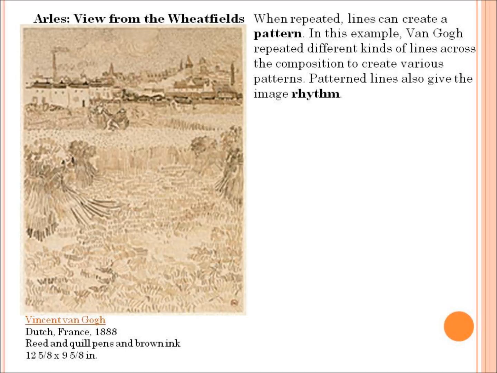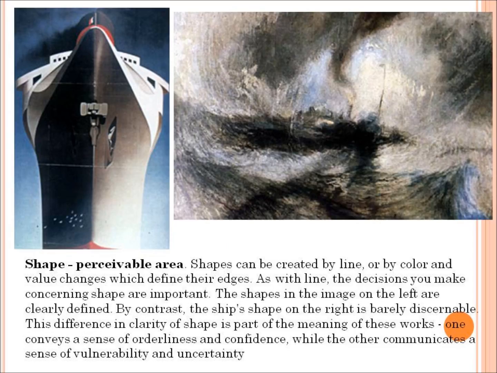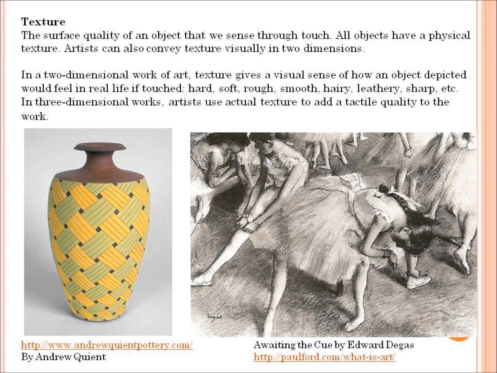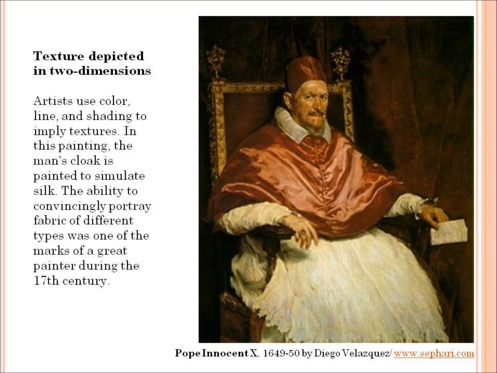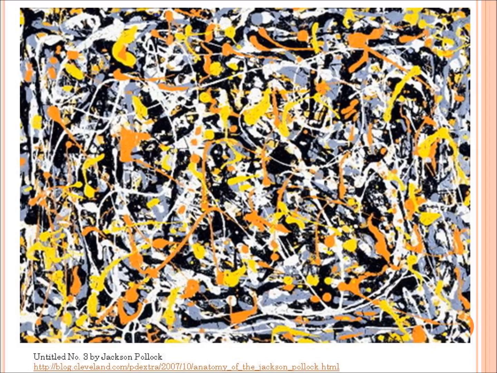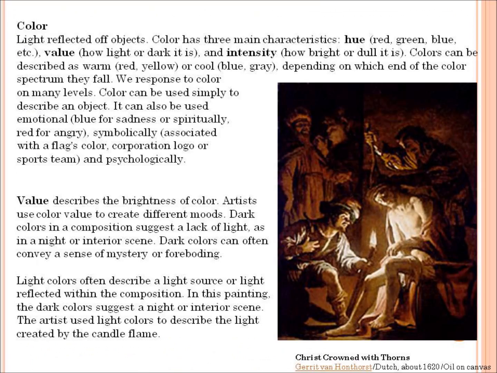Then the next slide, slide 16, talks about shape, and the different types of shapes that you can have in a piece of work. Slide 17 talks about texture in 3-dimensional and 2-dimensional. 18 talks about texture in 2-dimensional photographs. And then slide 19 is an example of Pollock and his textural work.